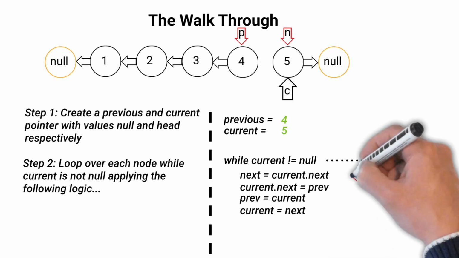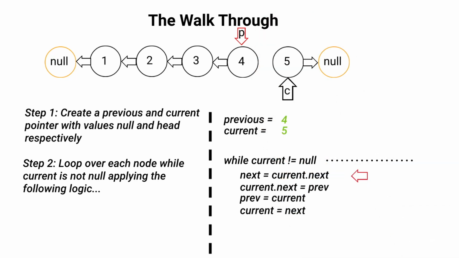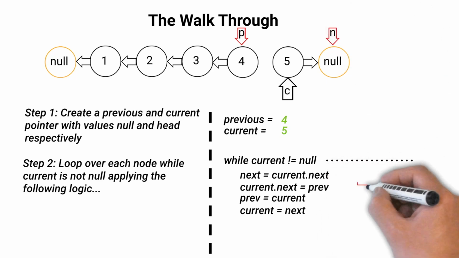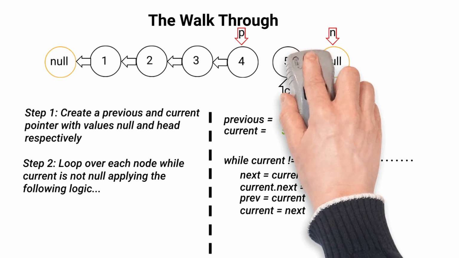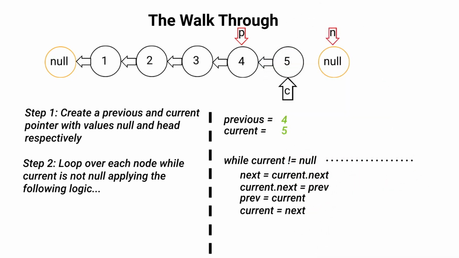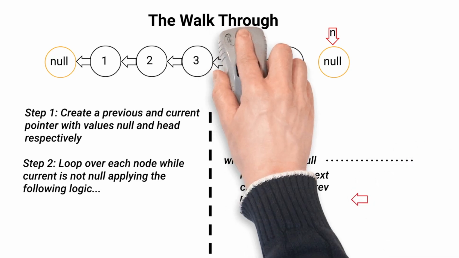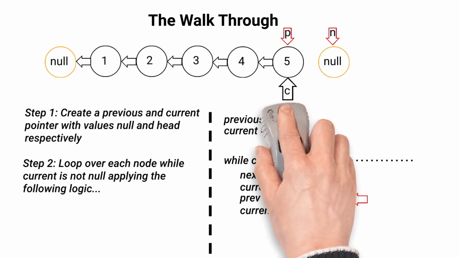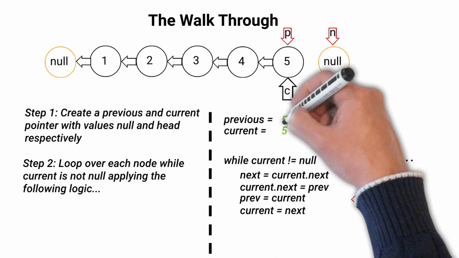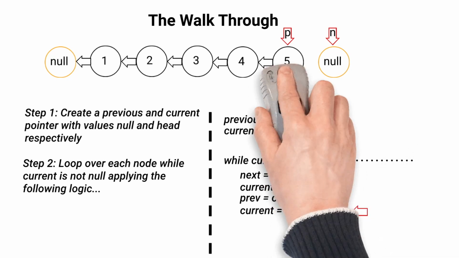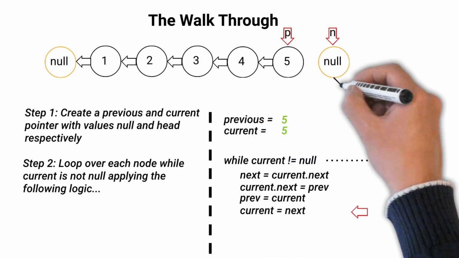Then next is equal to current.next, which we can see is null. Current.next is equal to previous, so the 5 node now points at the 4 node. Previous is equal to current, so let's have the previous pointing at the 5 node. And then we set current equal to next. And we can see that next is null.